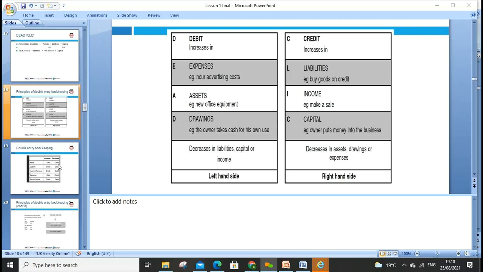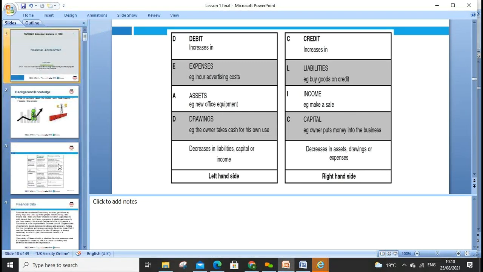Okay, guys, today we'll stop here. If you have any questions, you can email me at anjum@ukversity.co.uk, and the next lesson will go through our LO2. LO1 was just the double entry bookkeeping rules we have to follow based on DEAD CLIC.